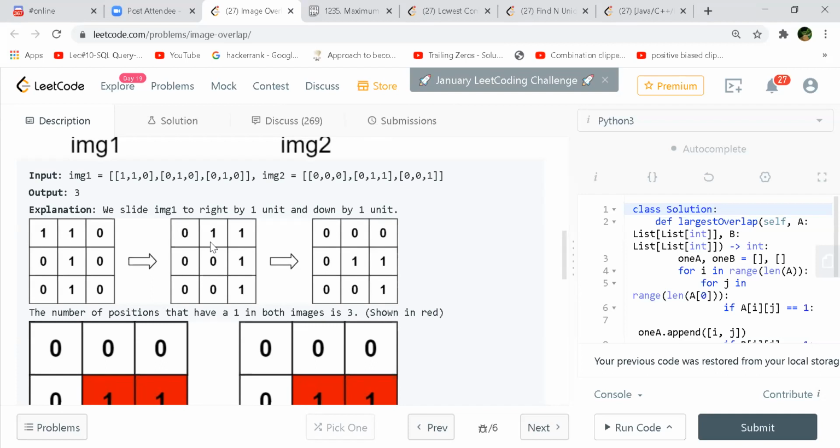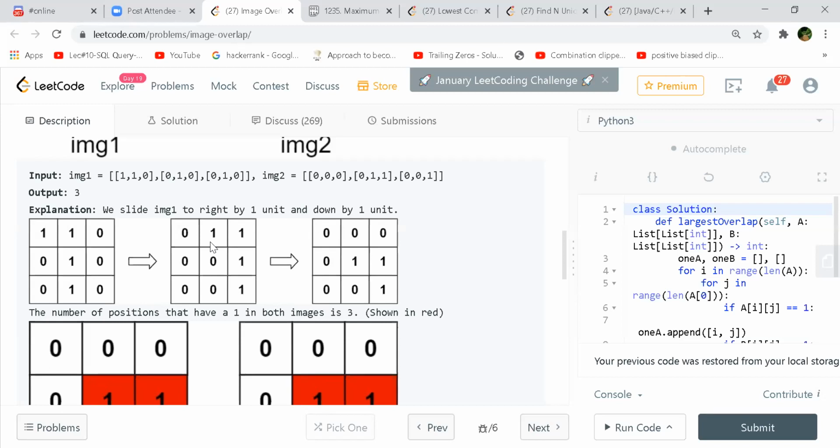So in this case, what we would do is we actually take the whole image and then move it around. Like move down, right? Move to the right, move down.